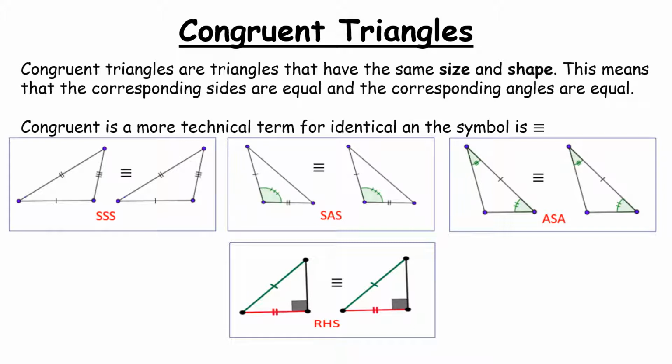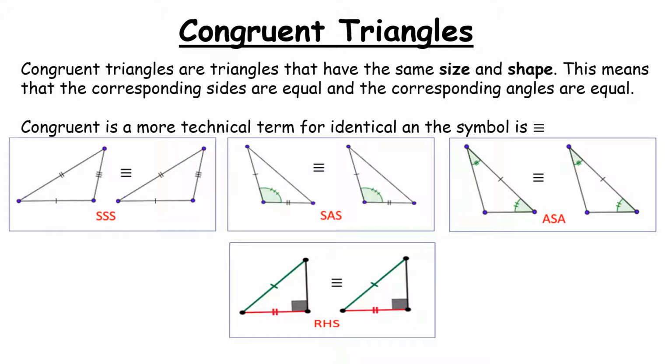So what that means for congruent triangles is that the corresponding sides are equal and the corresponding angles are equal. Congruent is just a more mathematical term for identical, and we talk about shapes of all kinds being congruent or identical. The symbol for things being congruent is 3 lines, so it looks like an equals sign with an extra line. So there are 4 ways which we can tell if triangles are congruent.